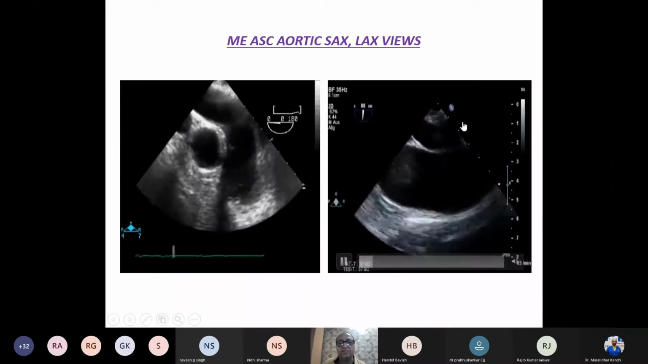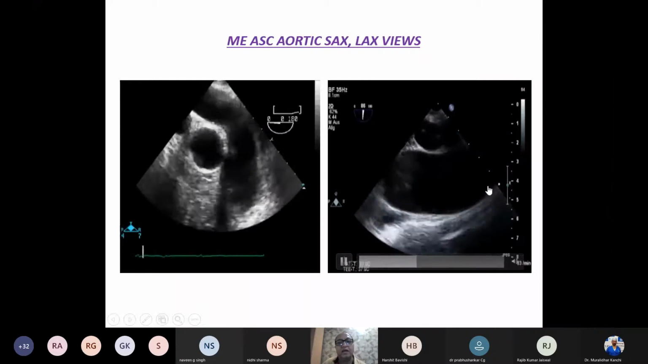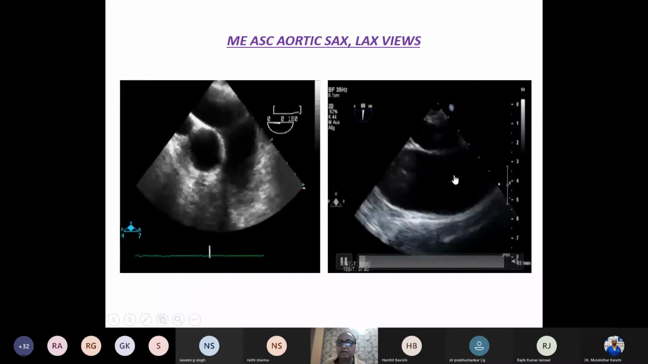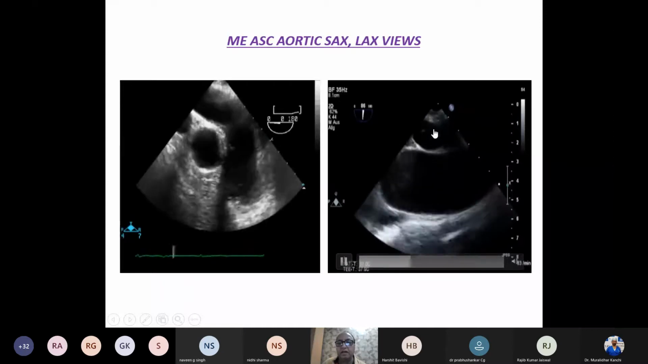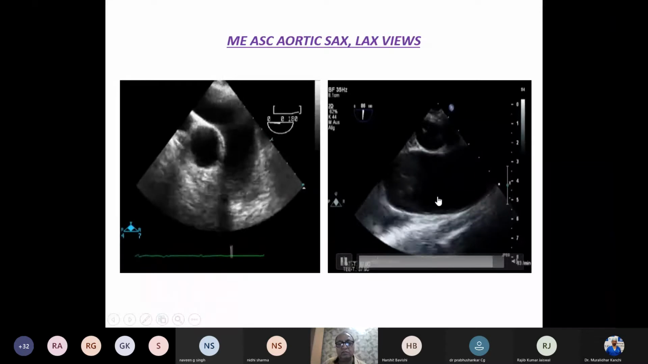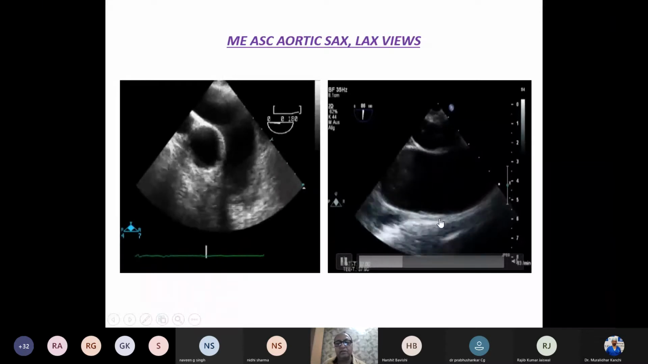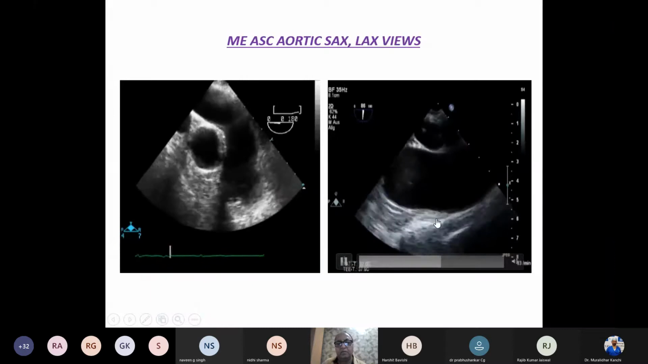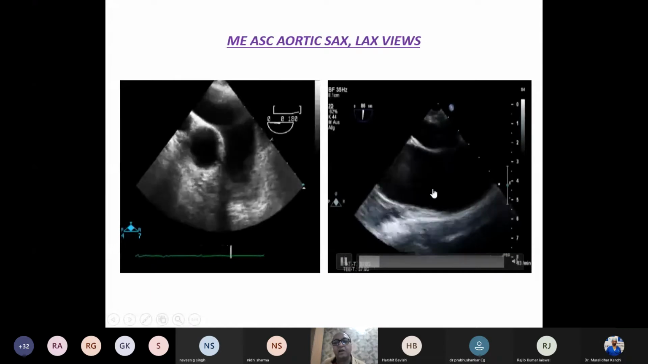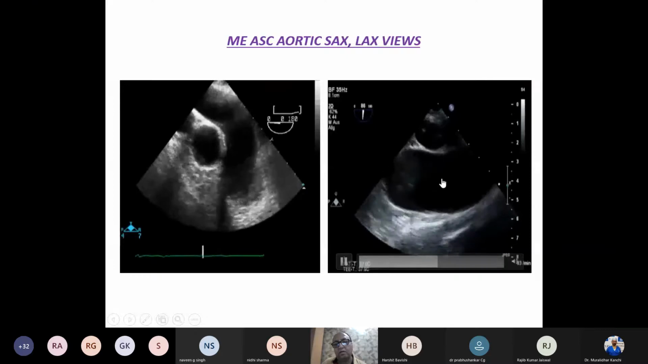On the right-hand side, with the same thing at 90 degrees, we see the ascending aortic long axis view, which comprises the proximal and the mid ascending aorta with the right pulmonary artery on the top. This long axis view is one of the important views to measure the diameter of the ascending aorta, actually in the mid section of the aorta. Depending on the measurement of this, we are able to classify whether the ascending aorta is aneurysmal or not.